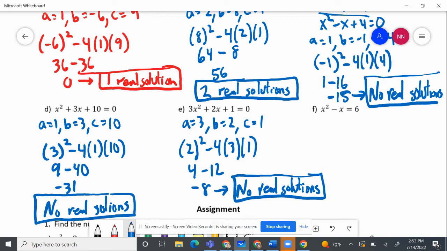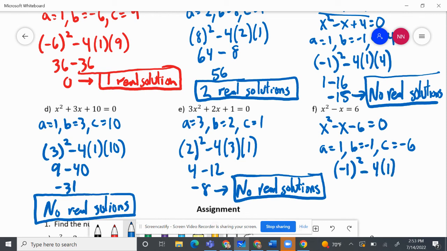And for our last one, once again, it needs to be set equal to 0. So we have x squared minus x minus 6 is equal to 0. a equals 1, b equals negative 1, c equals negative 6. So we have negative 1 squared minus 4 times 1 times negative 6. It gives us 1 plus 24, because a negative and a negative is a positive. That means 25, which would be two real solutions.